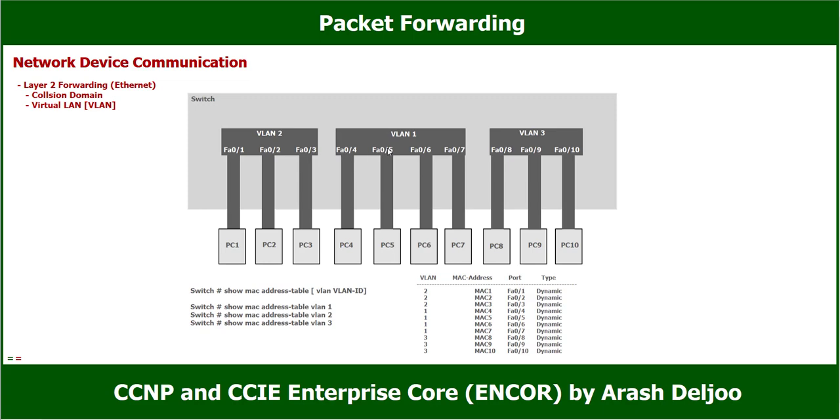Port 4, port 5, port 6, and port 7. VLAN 2 has 3 members: port 1, port 2, and port 3. And VLAN 3 has 3 members: port 8, port 9, and port 10. As you can see now, in this physical switch we have 3 logical switches. Each logical switch is called a VLAN, or virtual LAN. This is a virtual switch, or virtual LAN. In some cases maybe you encounter the term vSwitch, but in most cases we say VLAN or virtual LAN.